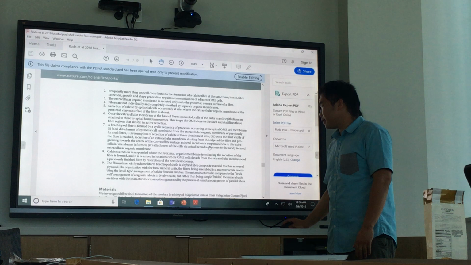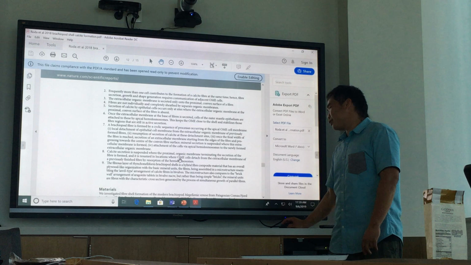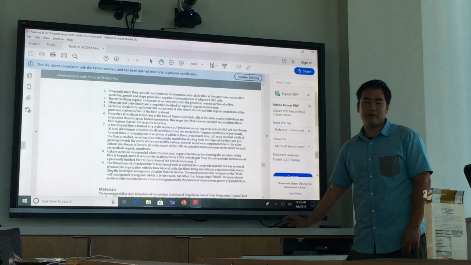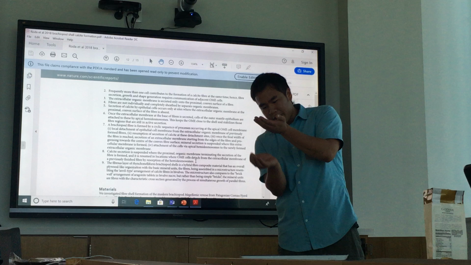Calcite secretion is suspended where the proximal organic membrane terminating the secretion of the fiber is formed, and it resumes in locations where they detach from the cell membrane or resorb the hemidesmosomes. So in order to detach, they get rid of the hemidesmosomes to create the new fiber after that. If you have an old fiber right here, it's the organic layer with the hemidesmosomes. If you want to create a new fiber here, then you have to detach and start secreting.